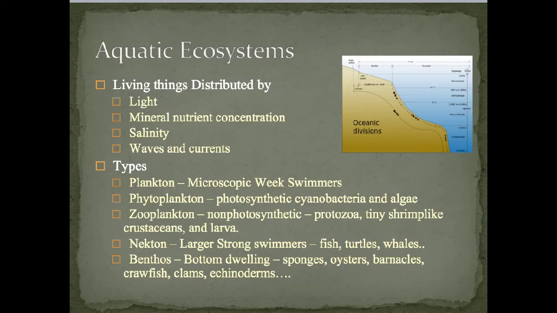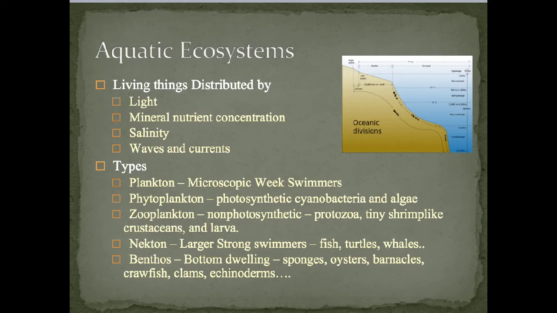The different types of life that you can find: plankton, which are microscopic weak swimmers. You have phytoplankton, that plant plankton, that tend to do photosynthesis. You can also have cyanobacteria and algae, which are different types of phytoplankton. You have zooplankton, which are the non-photosynthetic, like protozoan or tiny shrimp-like crustaceans and larvae.